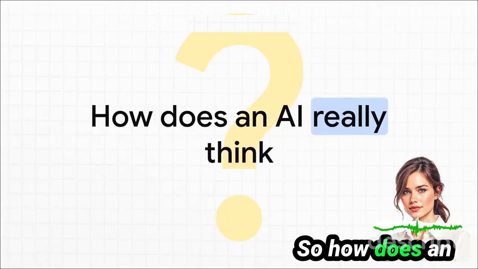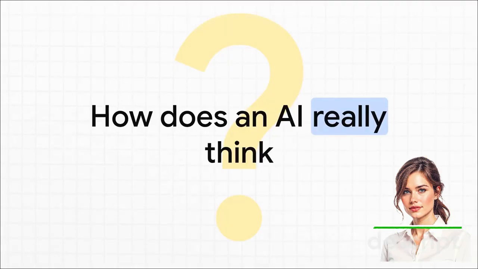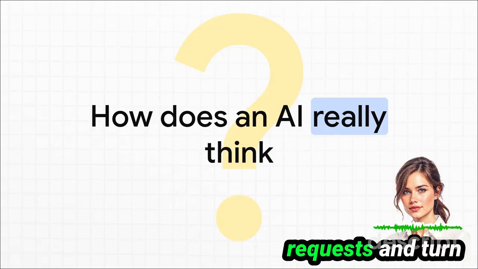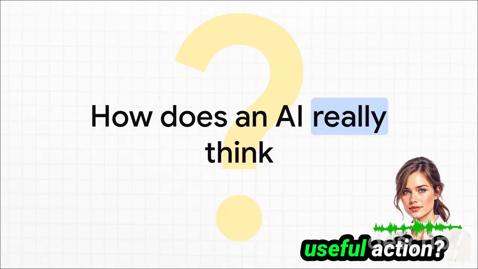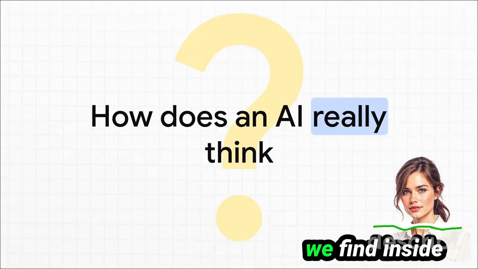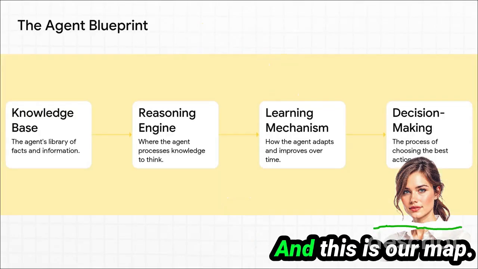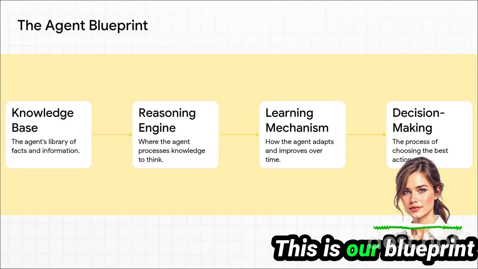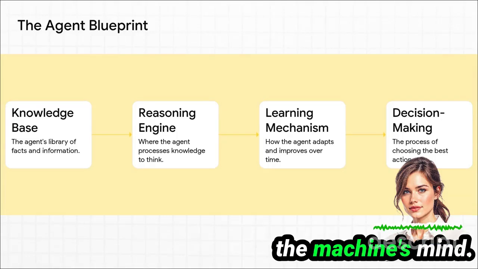So how does an AI actually think? How does it take our messy human requests and turn them into a clear, useful action? Today, we're going to pull that curtain back, and what we find inside is a blueprint. And this is our map. This is our blueprint for the journey into the machine's mind.